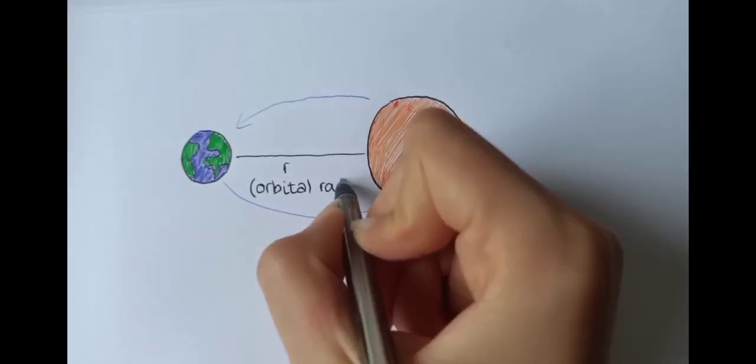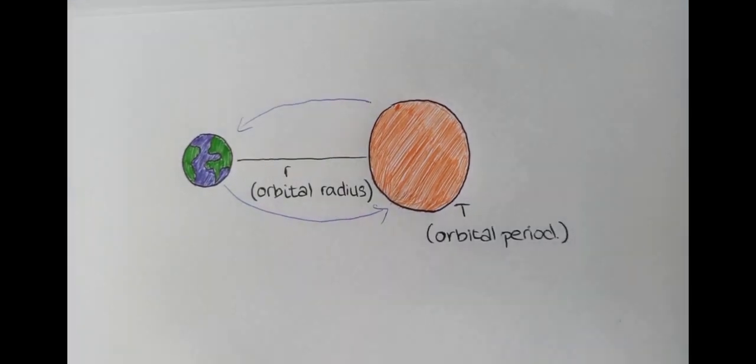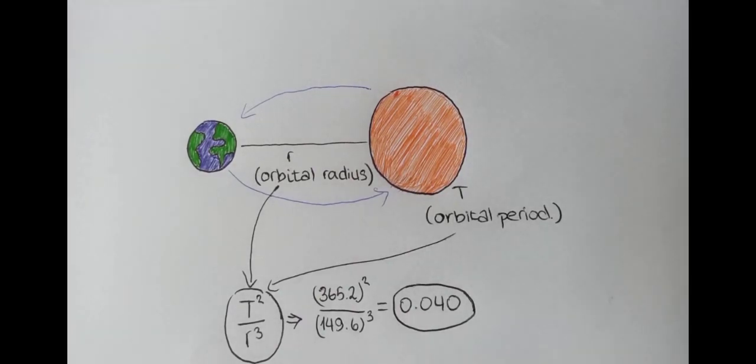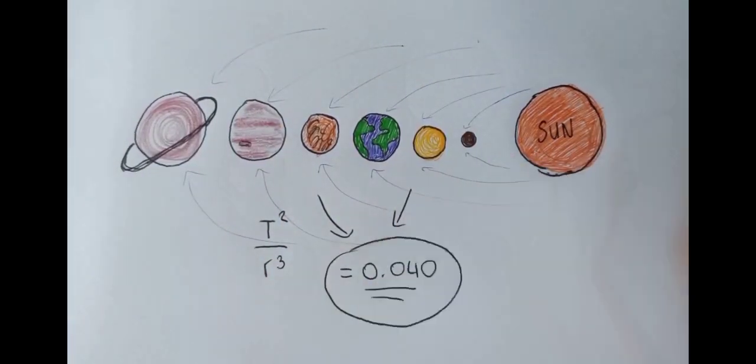Here we have Earth. Planets orbit around the Sun and have a radius for its orbit called the orbital radius. The time it takes for one revolution is called the orbital period. Now when we divide them, we'll almost get 0.040. And if you calculate it with other planets, you'll still get the same thing.